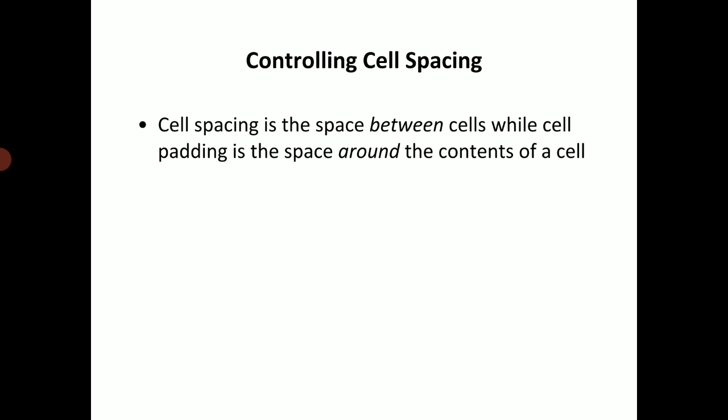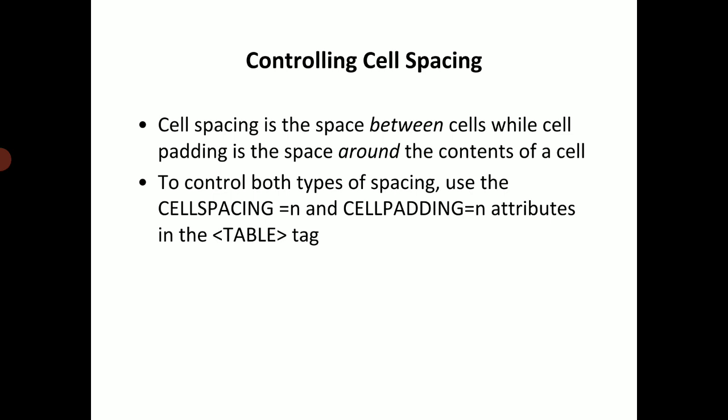Next, controlling cell spacing. We use cellspacing and cellpadding here. Cell spacing is the space between the cells, while cell padding is the space around the contents of a cell. To control both types of spacing, we use cellspacing equal to n and cellpadding equal to n, and these attributes can be used in a table tag.